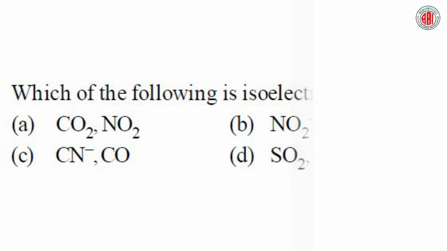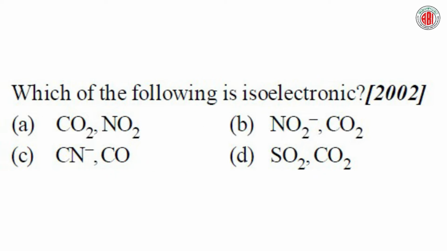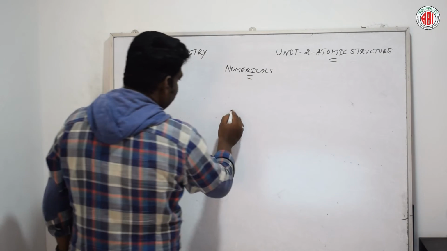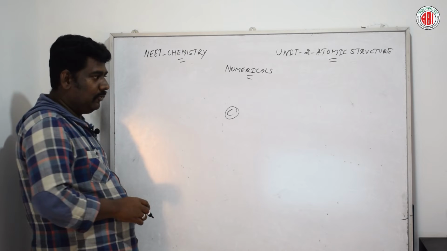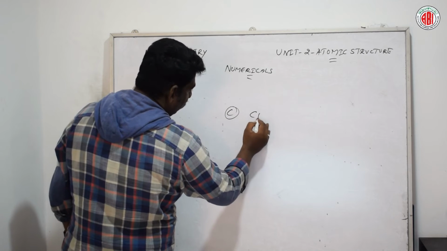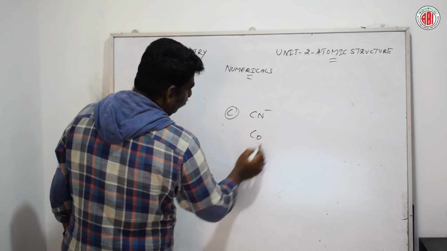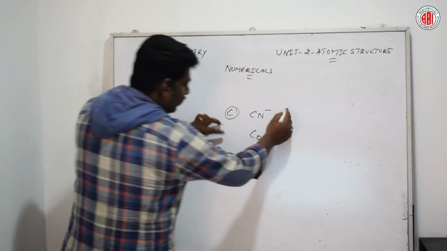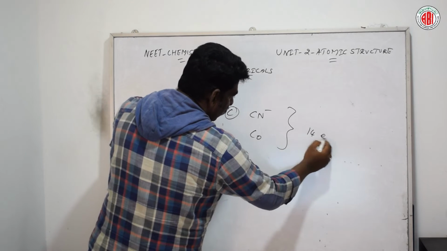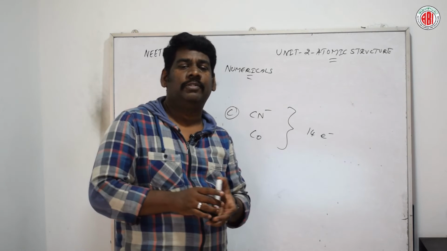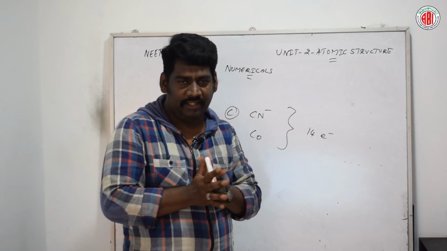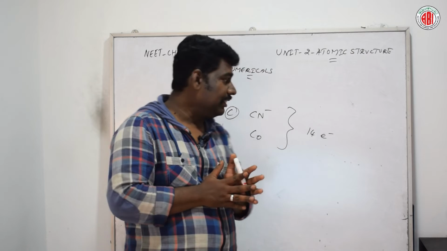Look at this question, guys. Which of the following is isoelectronic? Here are four different combinations given. Which one is called isoelectronic? Let us see. According to this question, option C is the right answer, because here CN- and CO both have the same number of electrons, which is 14. So both are considered to be isoelectronic species. According to this question, option C is the right answer.